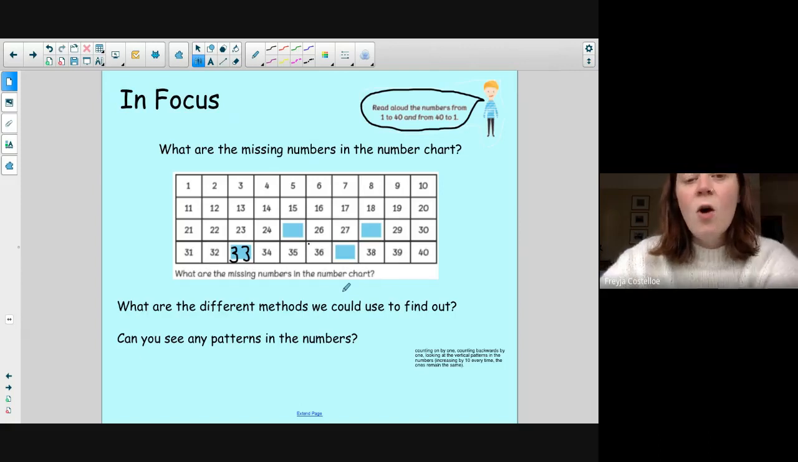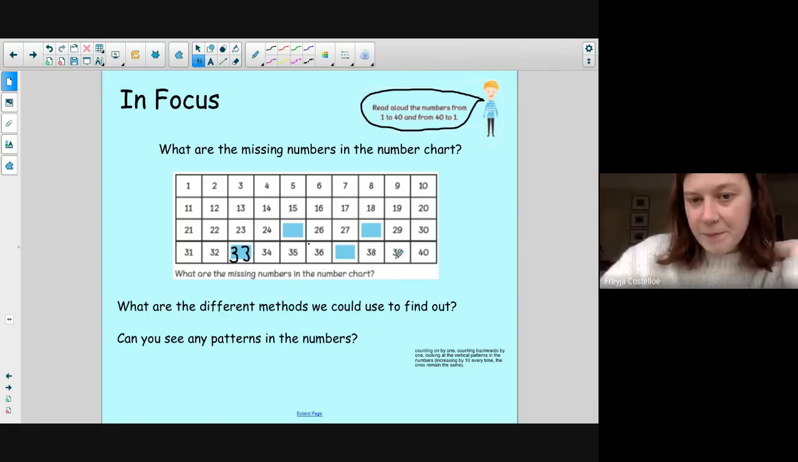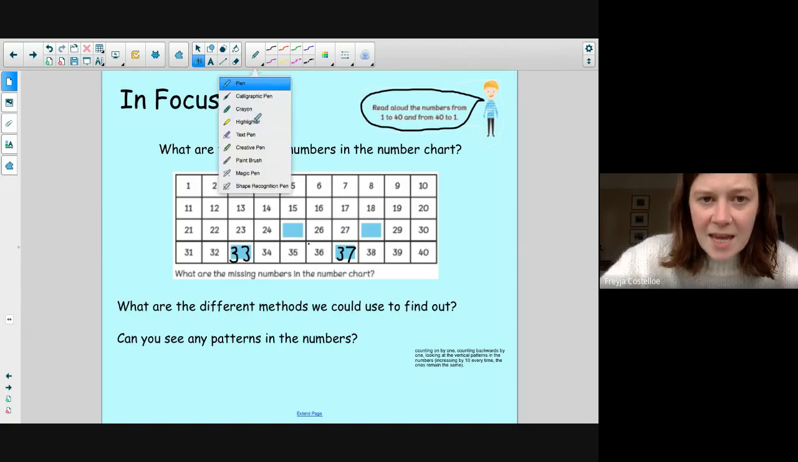Instead of counting on by one, let's count backwards by one. So let's start here at 40. 40, 39, 38, 37, 36, 35. Now let's have a look at this column here.